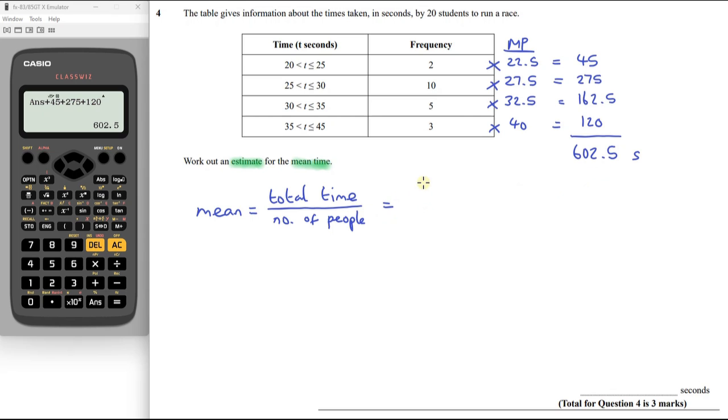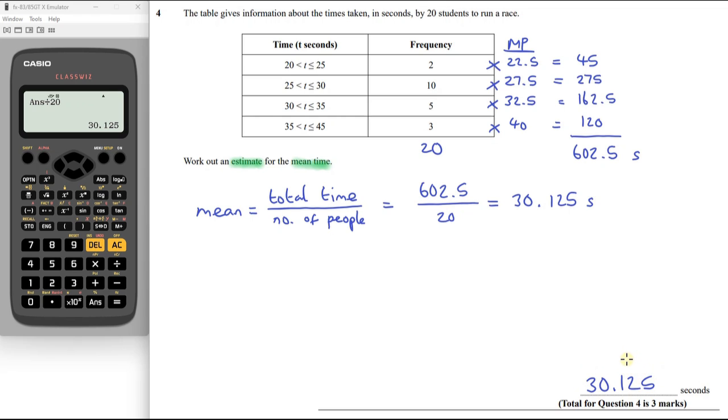So the total time for everyone was 602.5. There were 20 people, and if you didn't know there were 20, it does say, but if we weren't told, we can just sum this column, that would be 20. So I'm just going to divide my answer by 20, and what do we get? We get 30.125, and that is in seconds. So that's my answer, 30.125. It doesn't say what to round to, so I'm just going to leave it like this.